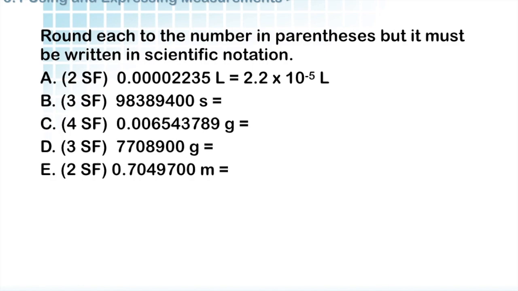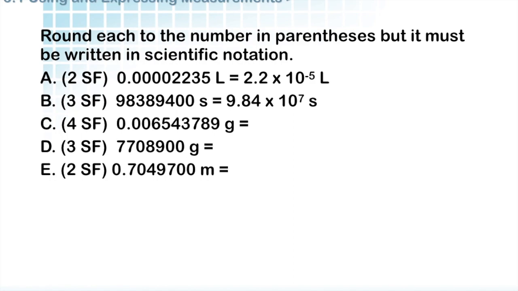9838940 seconds. I went 3 significant digits. So I start on the left. I see my 9, I see my 8, I see my 3, and I see an 8. So guess what? I'm going to make that 984, but I have to move the decimal. Now there's none given, so it's going to be assumed to be to the right of the last 0. So I start there. I go 1, 2, 3, 4, 5, 6, 7 to the left. So my number is going to be 9.84 times 10 to the 7th, because the number after the 3.